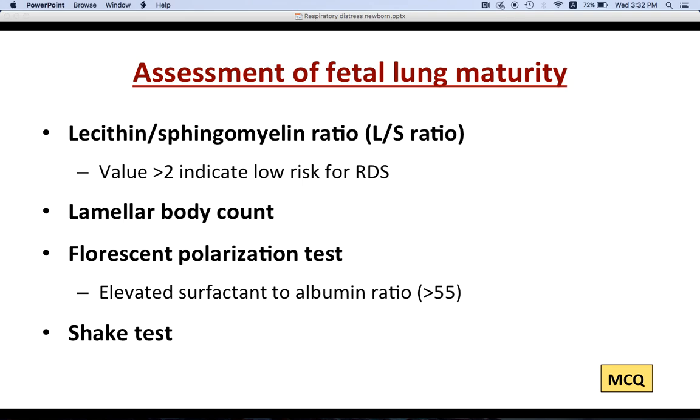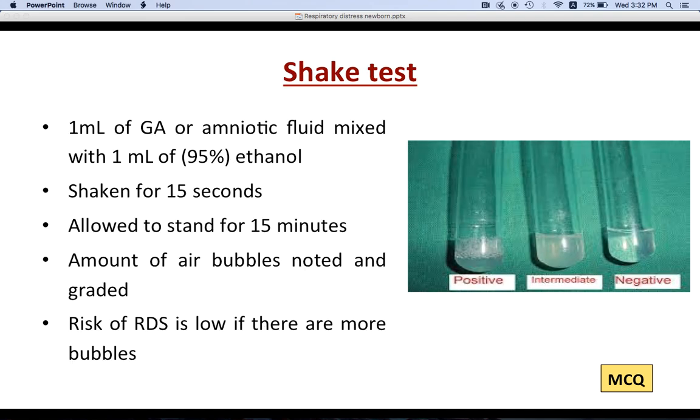All of these tests are performed on amniotic fluid by amniocentesis. But the shake test can also be performed on gastric aspirate. So how do we perform the shake test? 1 ml of gastric aspirate or amniotic fluid is mixed with 1 ml of 95% ethanol. It is shaken for 15 seconds and then allowed to stand for 15 minutes.